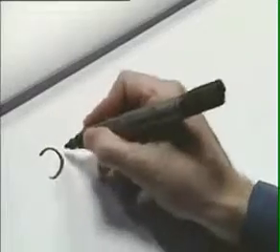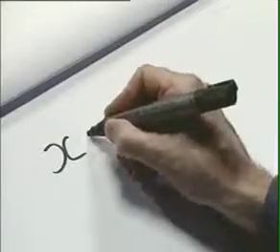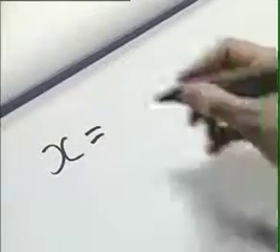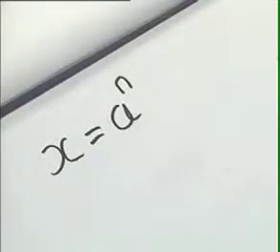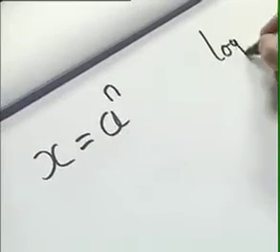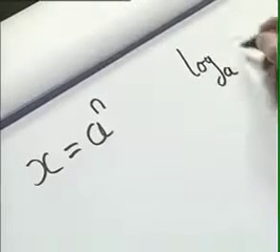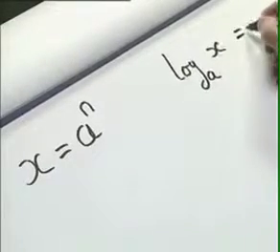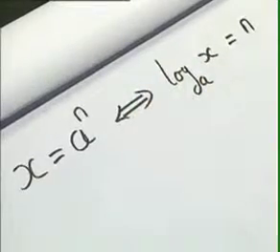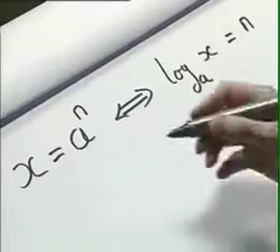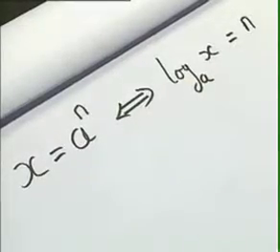So we can write this down as a general statement. If we have a number x, and we can write x as a number a raised to the power n, then the equivalent statement in logarithms is to say that the log to the base a of x is equal to n. And these two are equivalent statements. Let's just develop a little bit of that.